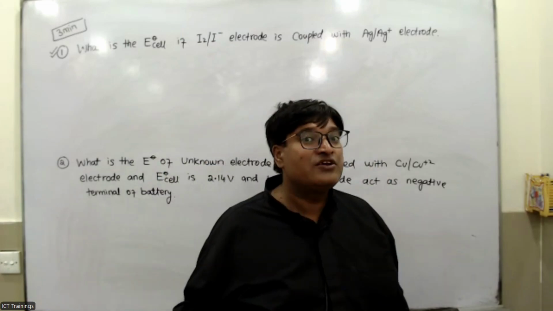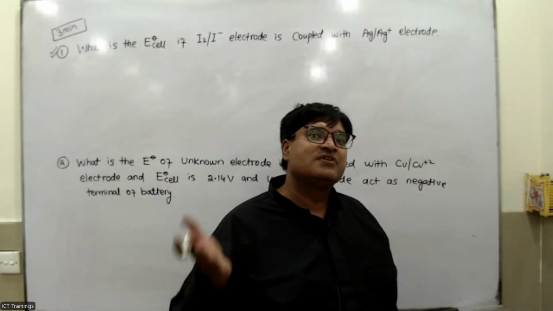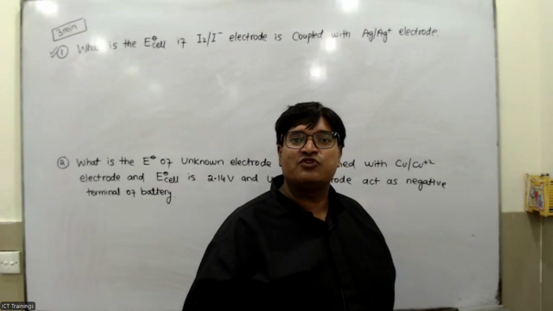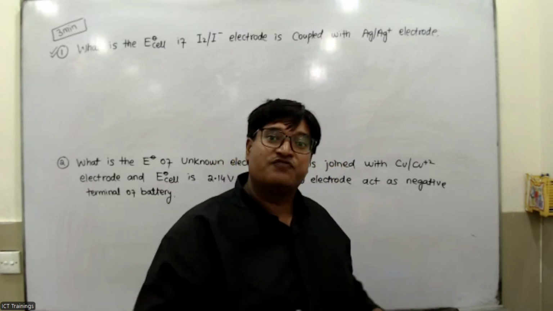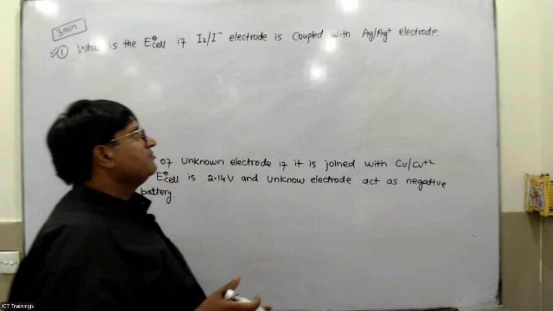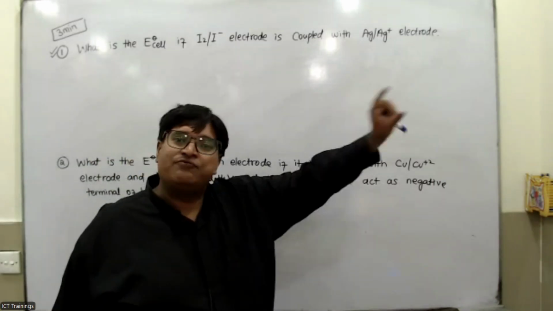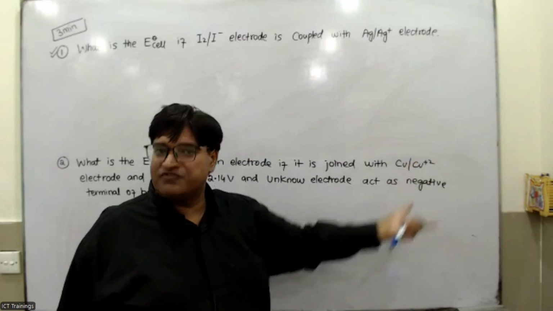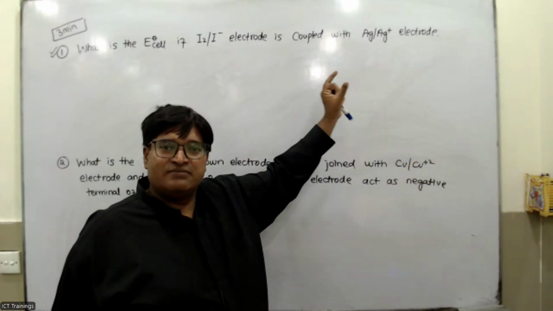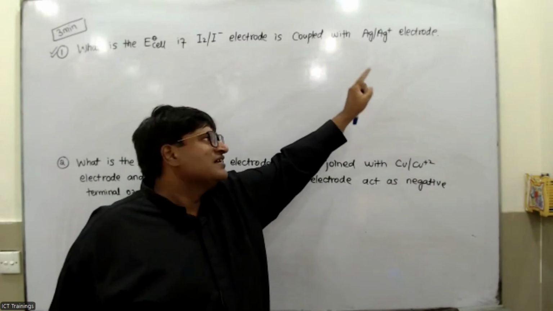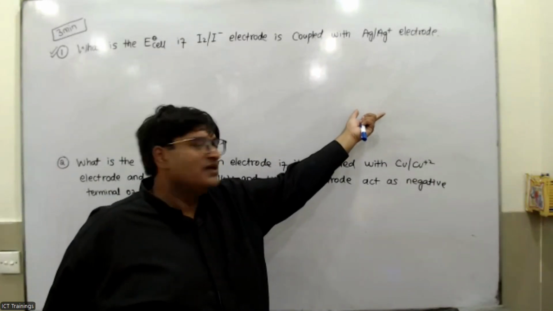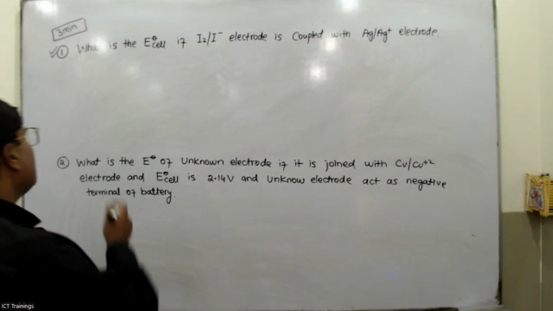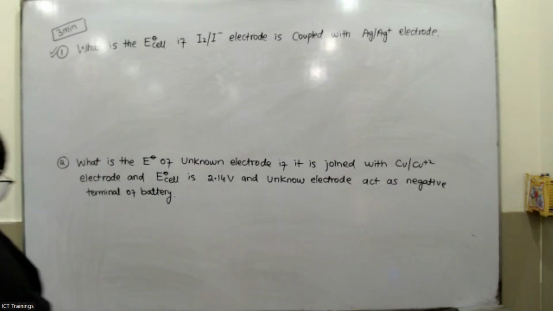I told you the smaller E naught, that is more reactive, would become anode, would become negative terminal, and oxidation would take place. So you have to reverse that smaller value of E naught, whereas the bigger E naught value would remain as it is. Then find the E naught of cell, which is equal to E naught of oxidation plus E naught of reduction. When you reverse the small E naught value equation, its E naught value is also reversed. Then put the values and you will find the E naught of cell. Then do the second question. First of all do this question, giving you 3 minutes for it.